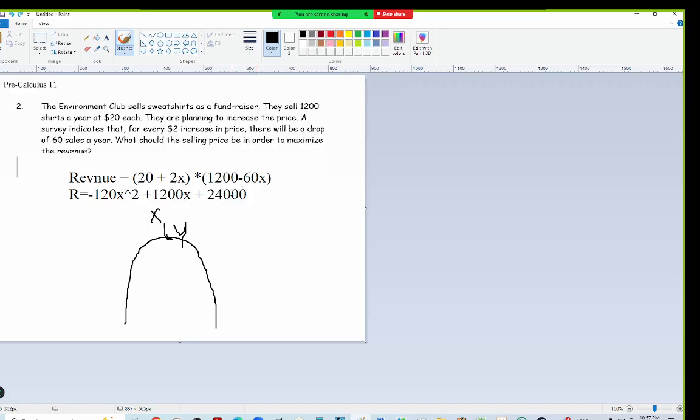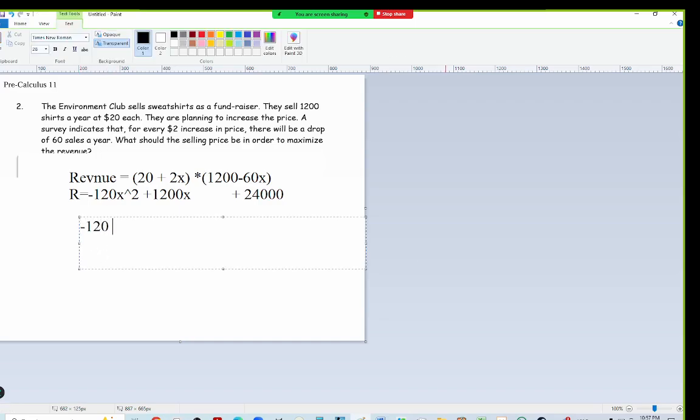Okay, so complete the square for me. You want to pull out negative 120 from the first two terms: negative 120 times x squared minus 10x. And then half of negative 10 is negative 5. So we get rid of the x squared, put negative 5 here, and put the x squared out here. And then you do 25, always minus 25, times negative 120.